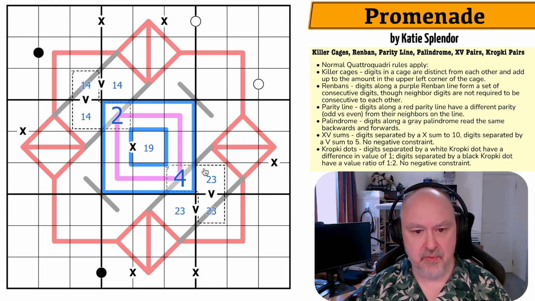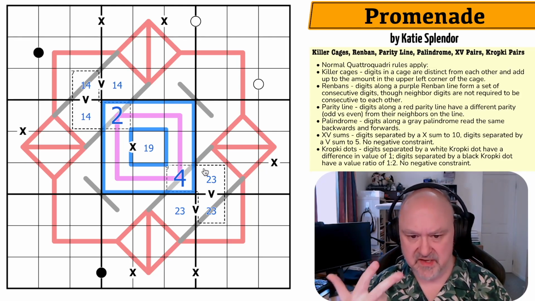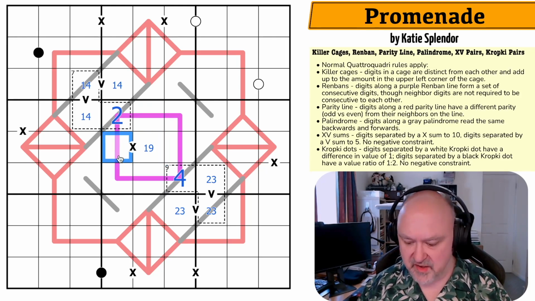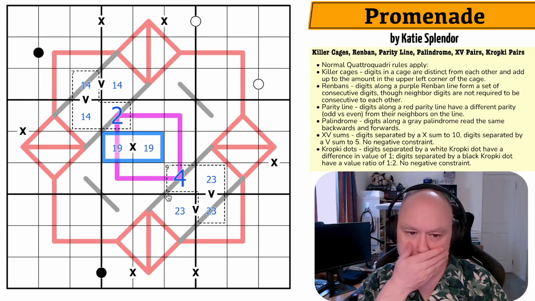If I start at 3 and go up, 3, 4, 5, 6, 7, 8, 9, 10. Hang on, that's a problem. So this is a 1, 9. So this is a 1, 9 because of the X clue. Okay. Right.